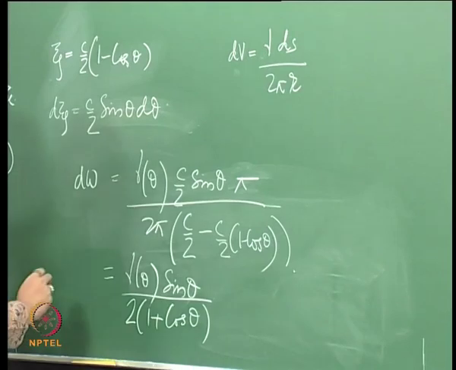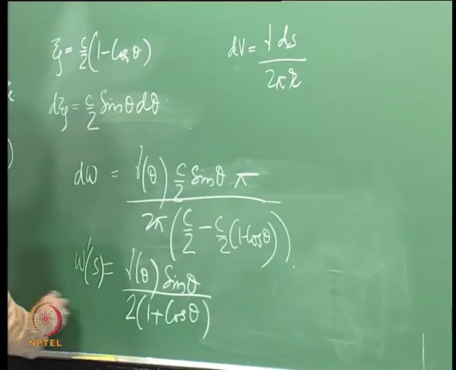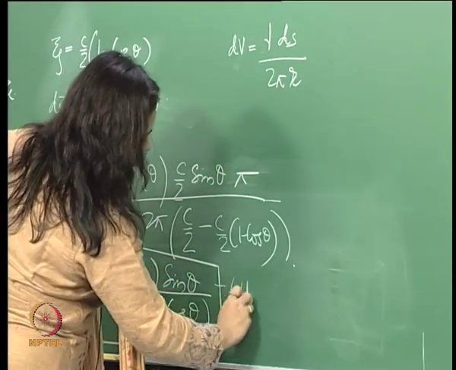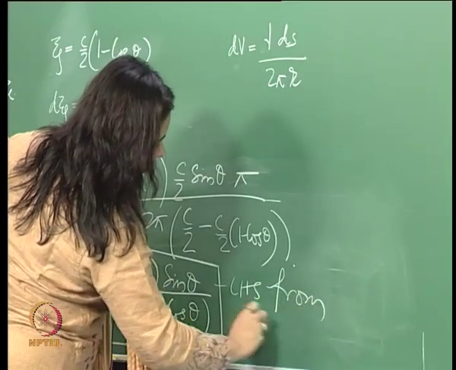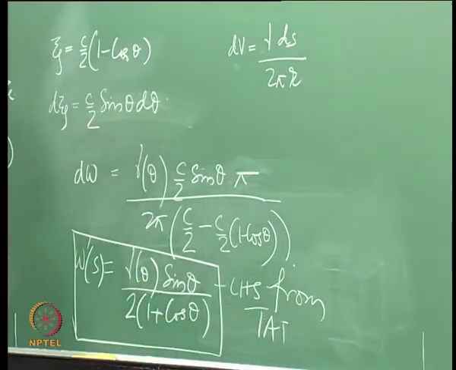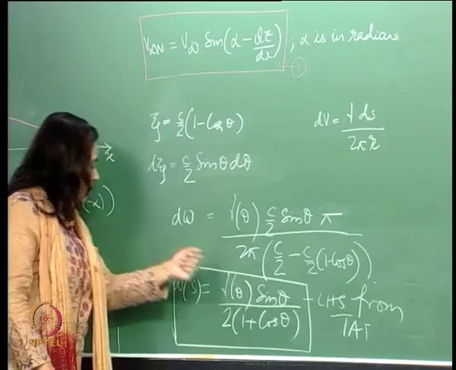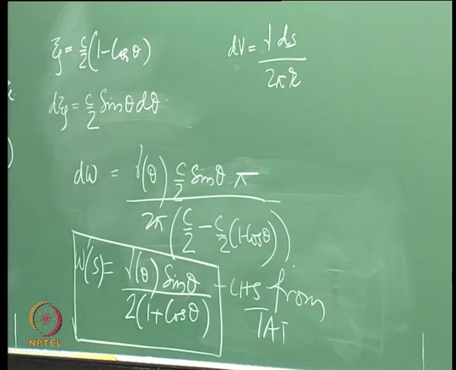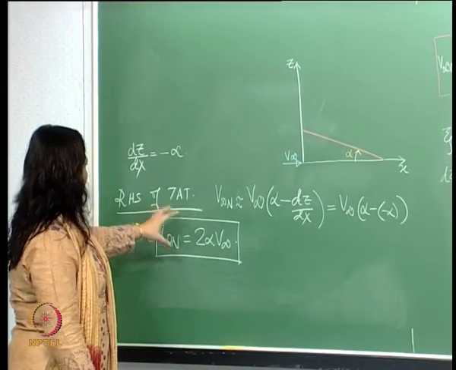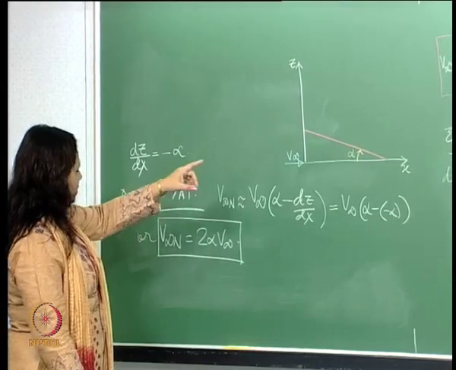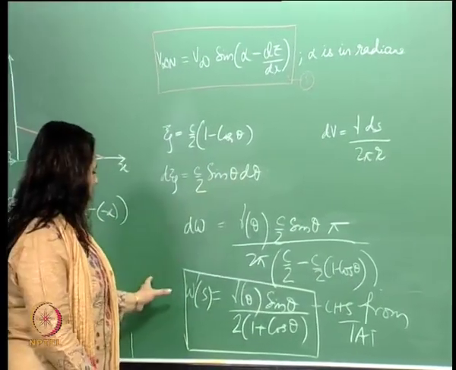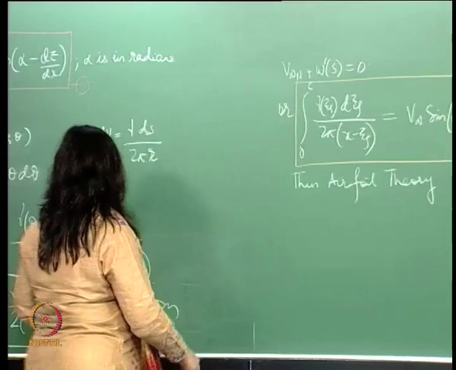So, therefore, I can say in this particular case, this is my left hand side from the thin airfoil theory. This is the total induced velocity from the vorticity distribution, and we have got an expression for the entire normal component of the velocity for this flat plate. So, now having just applied the thin airfoil theory here, let us use this now.